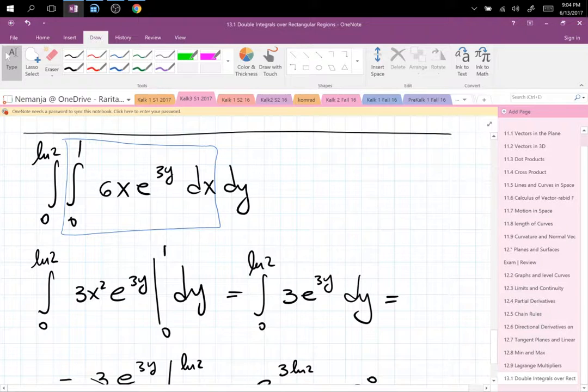Integral of x is x squared over 2. 2 cancels 6 into 3. And then we compute at 0 and 1. And we are plugging in 0 and 1 for x. So you just have to be careful and pay attention when you are doing these things. Because that 0 and 1, right, you can mistakenly plug it for y.